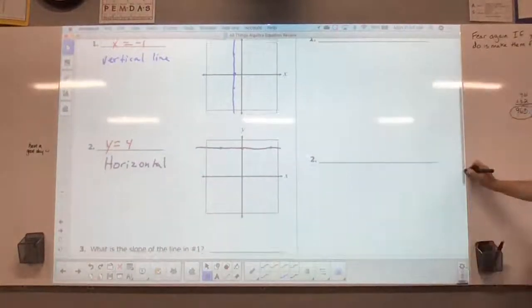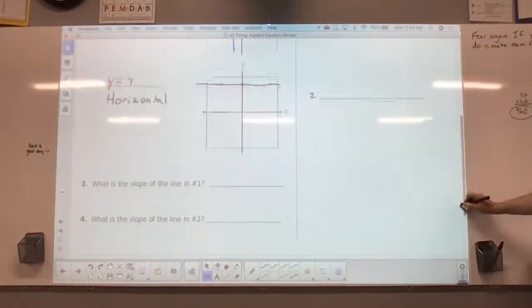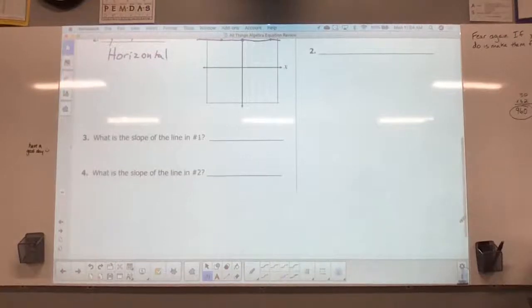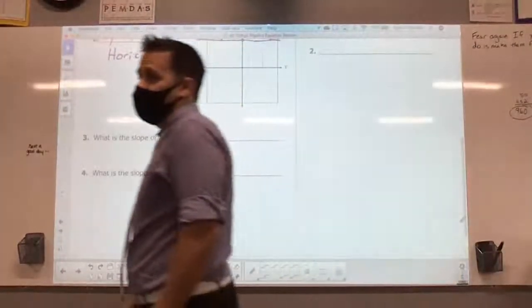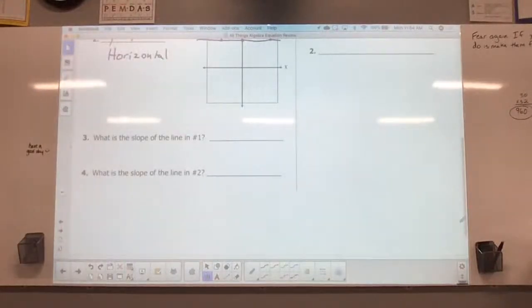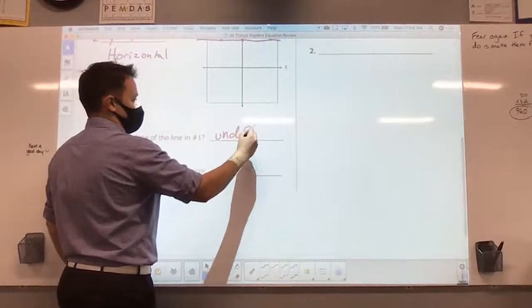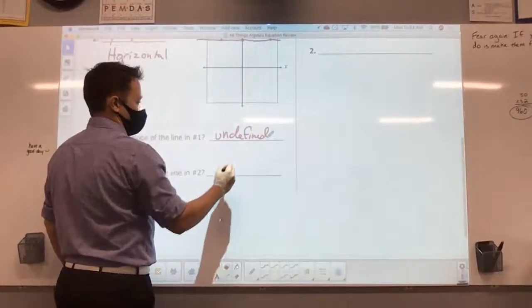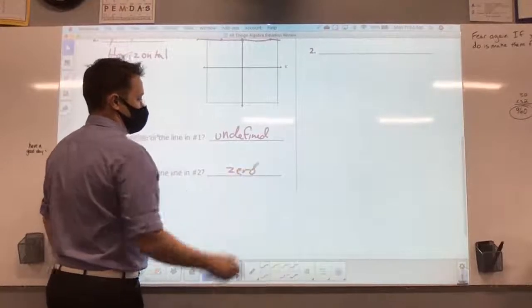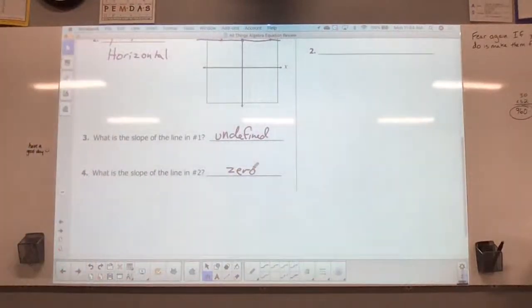Now the key is the slopes, right? The very bottom of this, the slope of line 1 is what? Undefined or 0? Undefined. It is undefined. So make sure you guys put that on. And that means the other one is what? 0. Horizontal line is always 0. Vertical is always undefined.